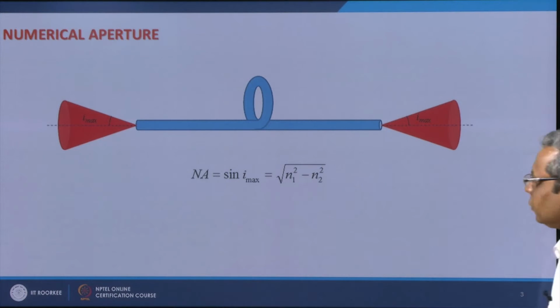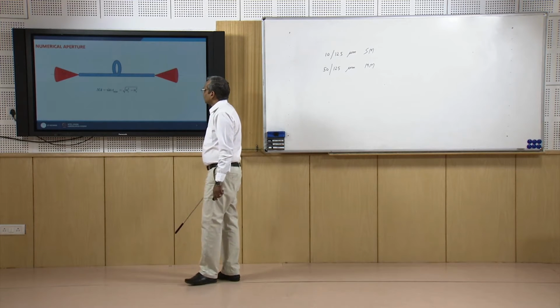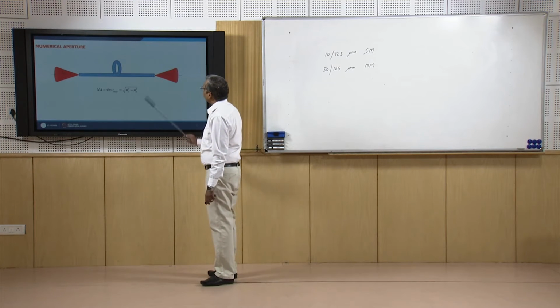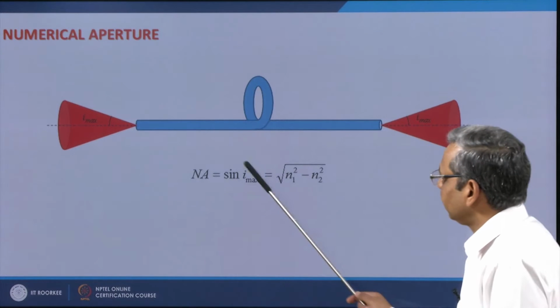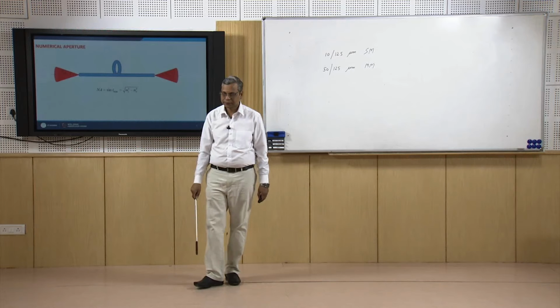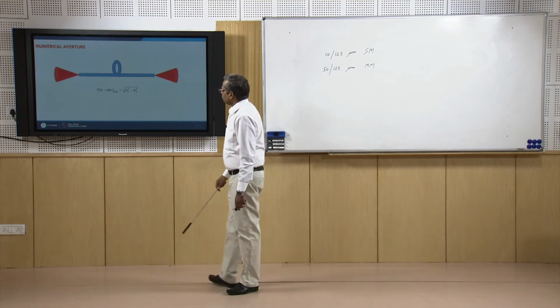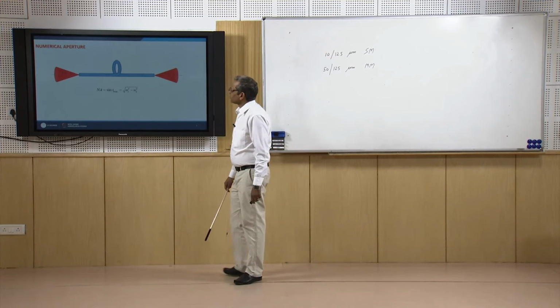So, in order to find out the numerical aperture of the fiber, we need to measure this angle I max at the output end of the fiber. And if we can measure this angle I max, then we can find out the numerical aperture of the fiber by simply taking the sine of this I max. So, this method is very simple, but it can be used only for multimode fibers.